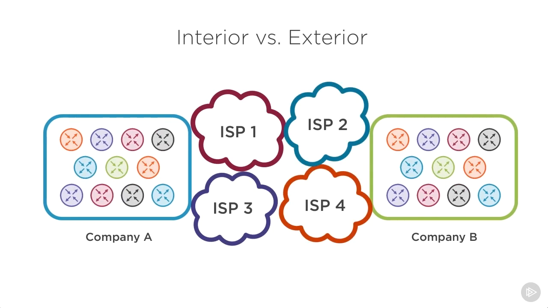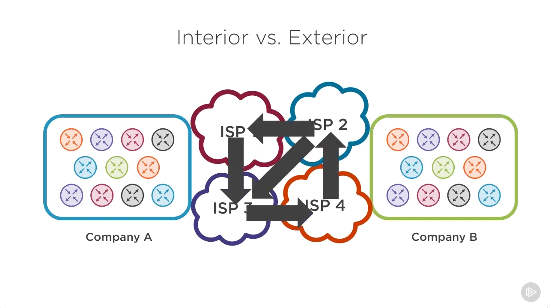Once we start adding some internet service providers into this mix, we need a way to propagate routes between the different internet service providers. Each one of those internet service providers is also going to be its own unique autonomous system. Here we're going to use an exterior gateway protocol to propagate routes between those different internet service providers, as well as propagate routes from Company A into the ISPs or Company B into the ISPs.